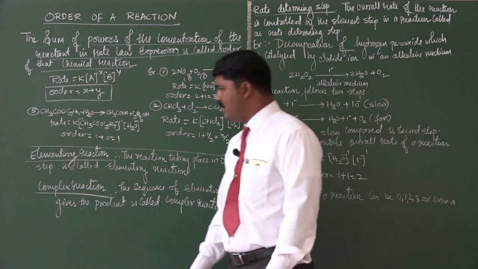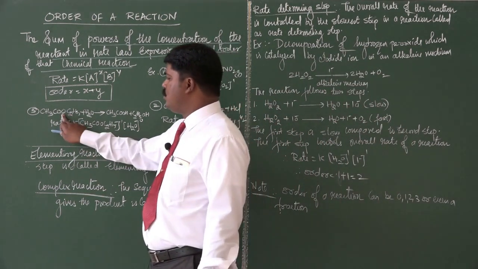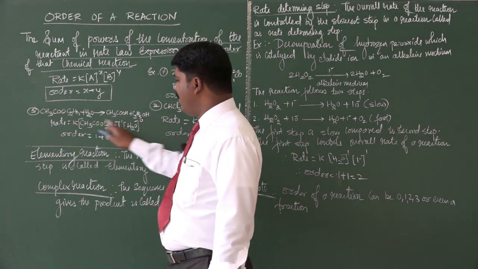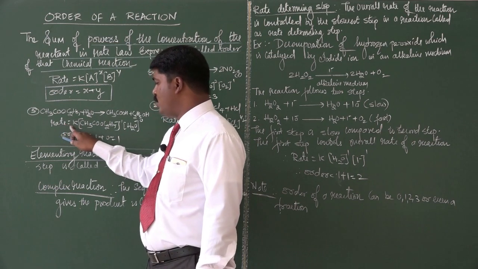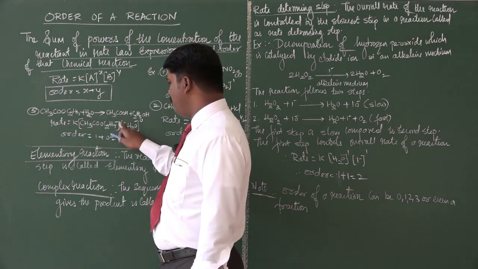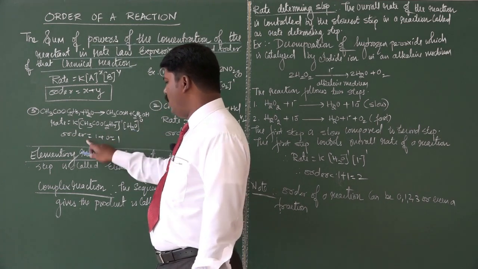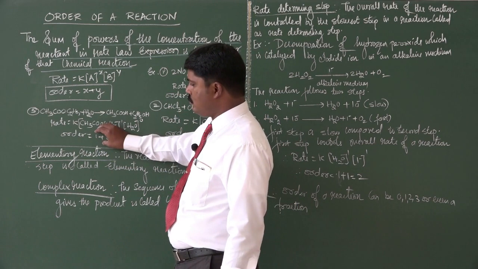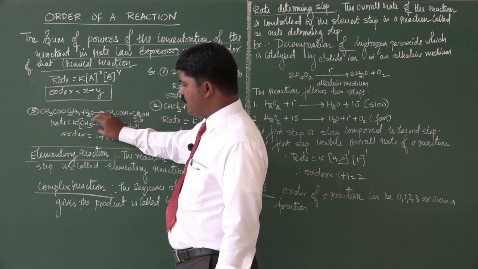Third example, CH3COC2H5 plus water gives acetic acid and ethanol. For the rate, you focus on: rate is equal to k [CH3COC2H5] to the power 1 and [S] to the power 0. 1 plus 0 is equal to 1. So again, for order, don't see the equation, see the rate expression.